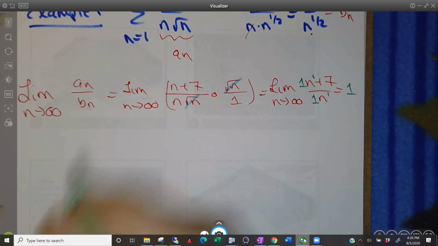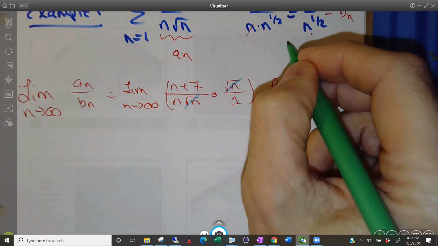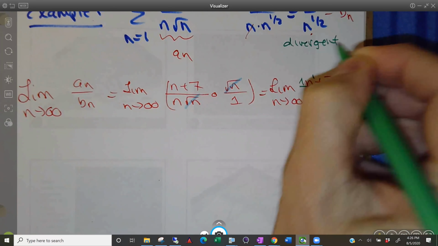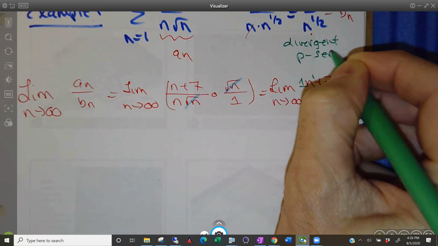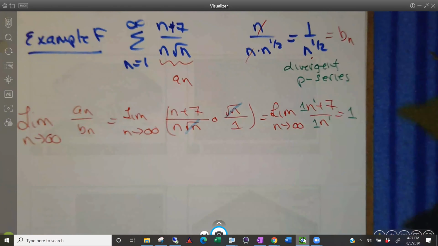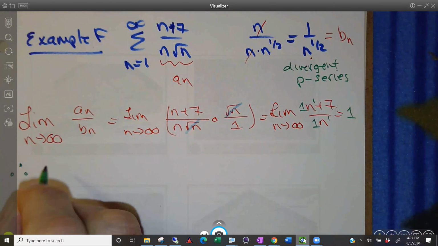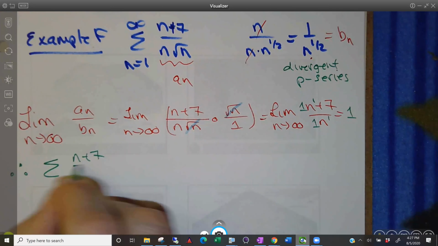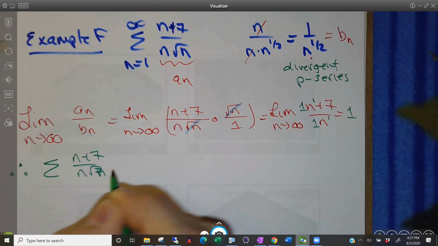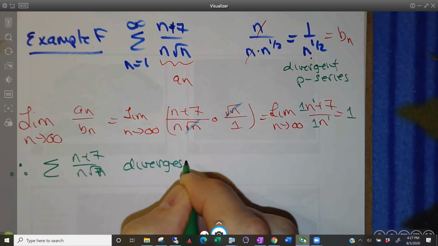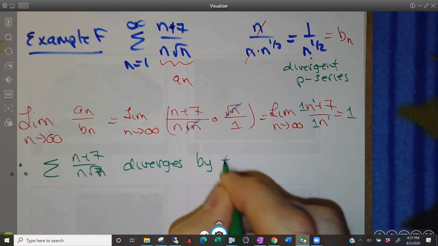Now, since this is a divergent p-series, then we could say, therefore, this series, (n plus 7) over n square root of n, diverges by the limit comparison test.